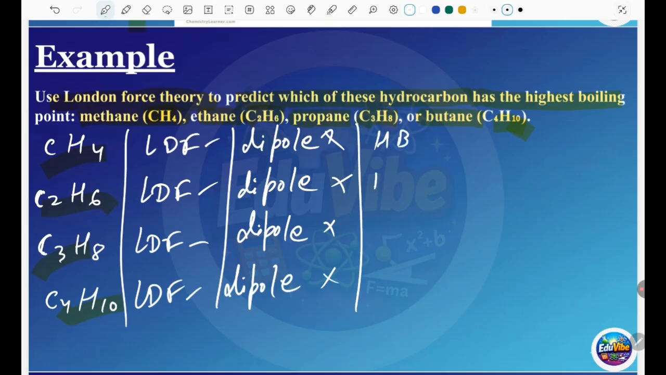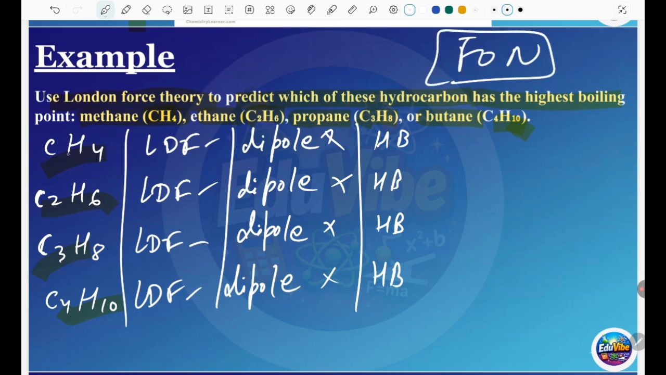For the hydrogen bonding, we have to check whether they have that FON or not. The first one has no fluorine, oxygen, nitrogen. The second one, third one, fourth one, all four of them do not have any hydrogen bonding in them. So this means they don't have any hydrogen bonding.